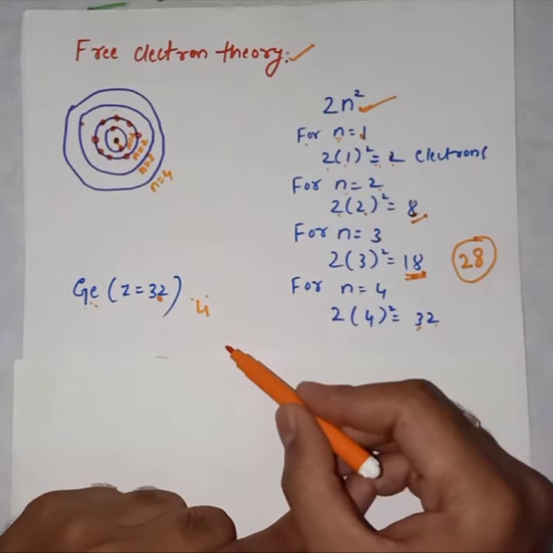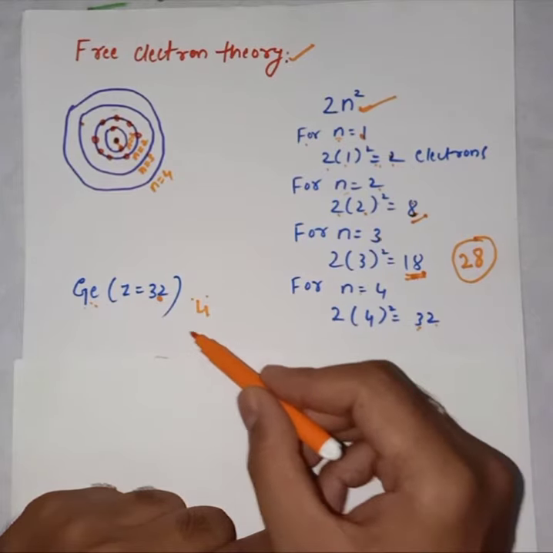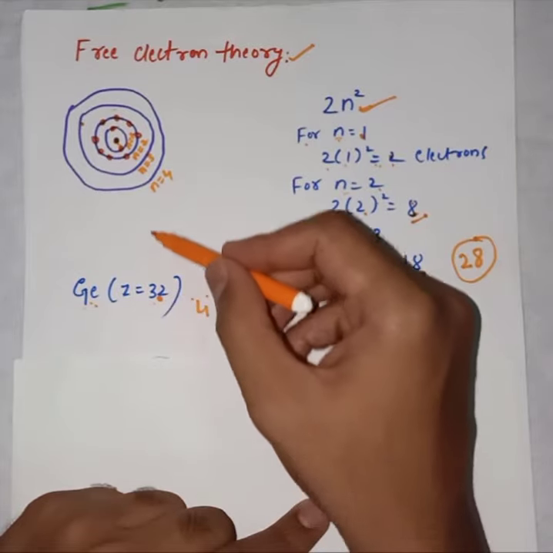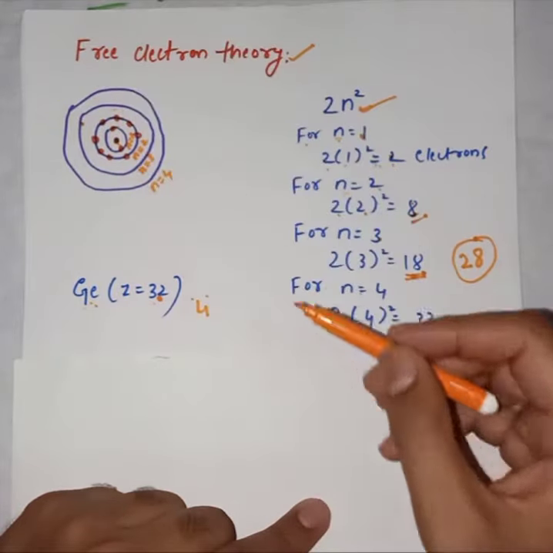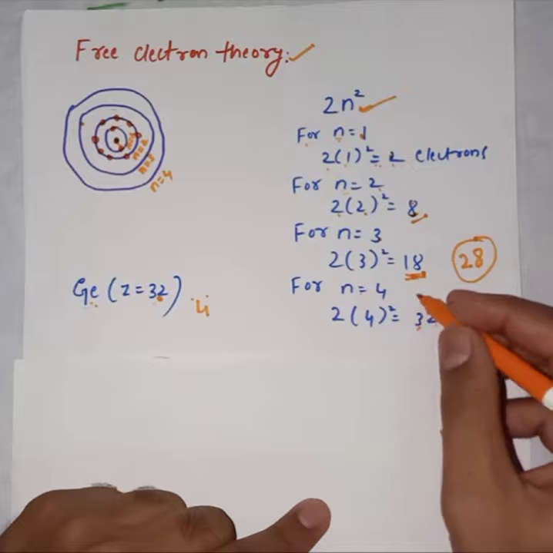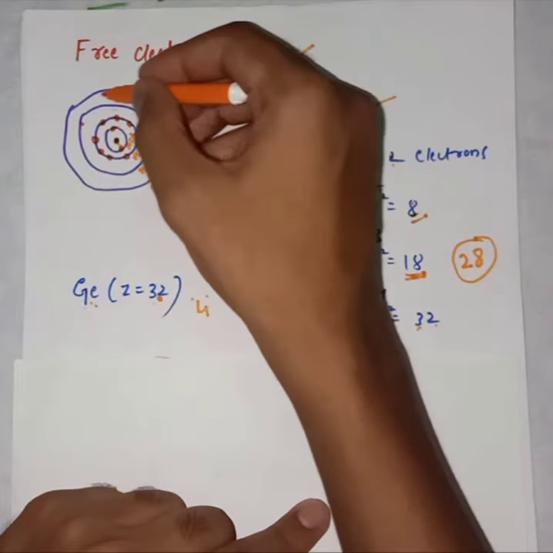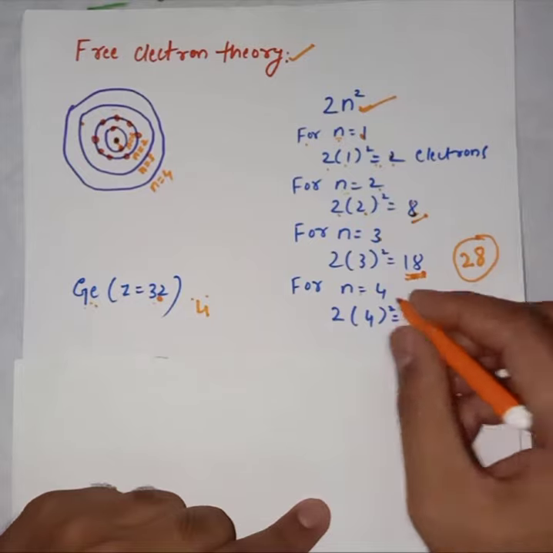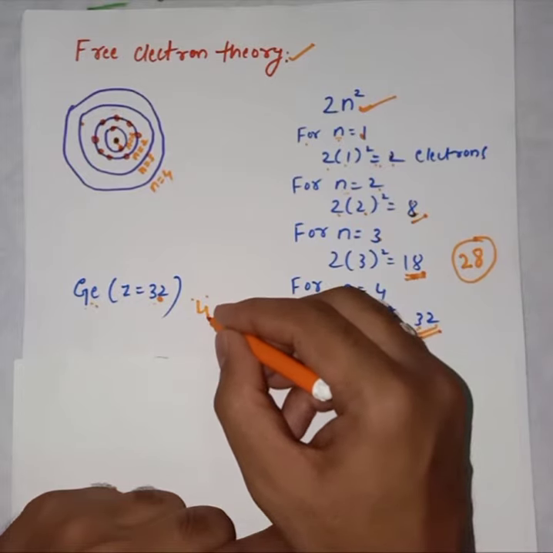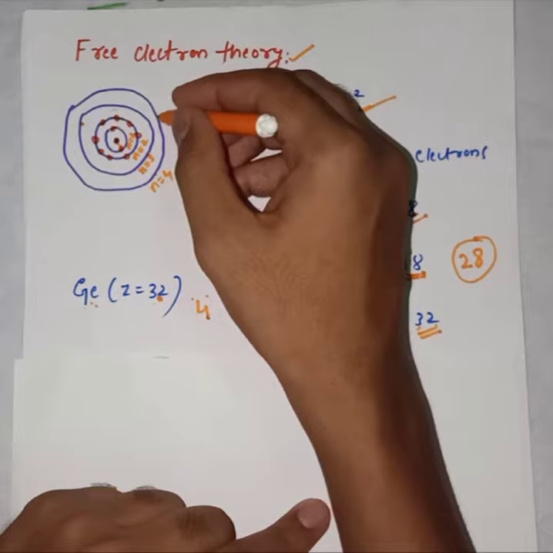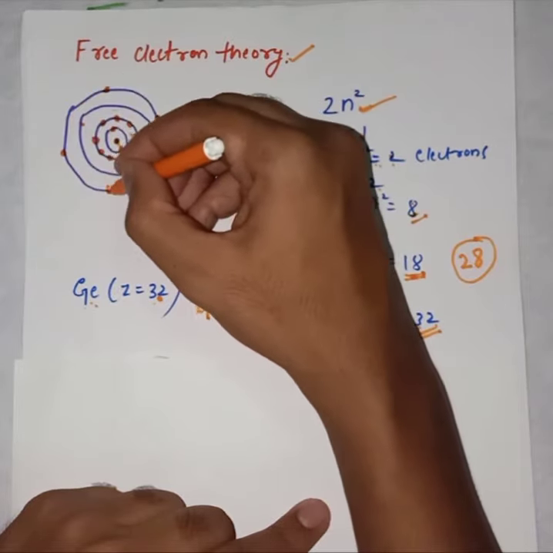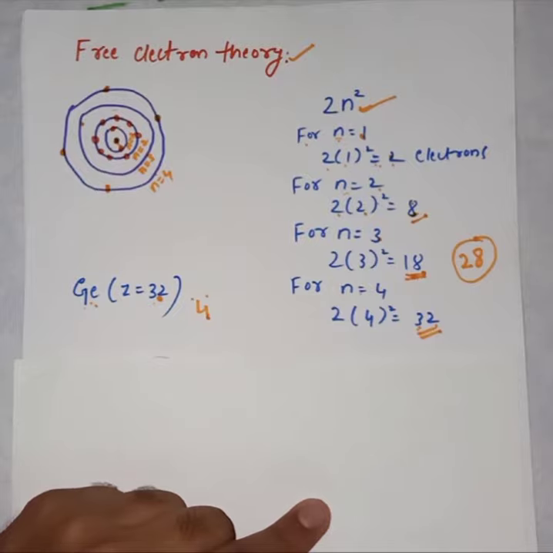But 4 more electrons are there out of 32. So where can these 4 electrons fill? In the next orbit. But what is the capacity of this orbit? The capacity of this orbit is 32, but only 4 are left with us. So those 4 are free electrons, or valence electrons.